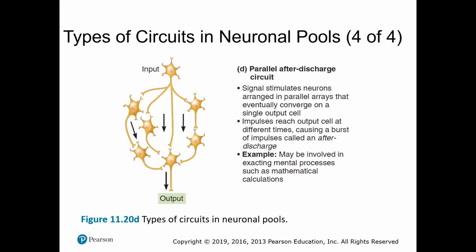These parallel after-discharge circuits work best when we're not actively thinking over a problem. If you're cutting the grass and your subconscious is churning over a problem, you're going along cutting the grass and all of a sudden, oh, that's how to do it. Or when you're asleep, many people report problem solving occurring while they're dreaming. They wake up, they write it down, and they've got the answer. We have impulses traveling at different speeds, at different times, coming through our pathways, and suddenly we have that light bulb moment. This is a parallel after-discharge circuit.